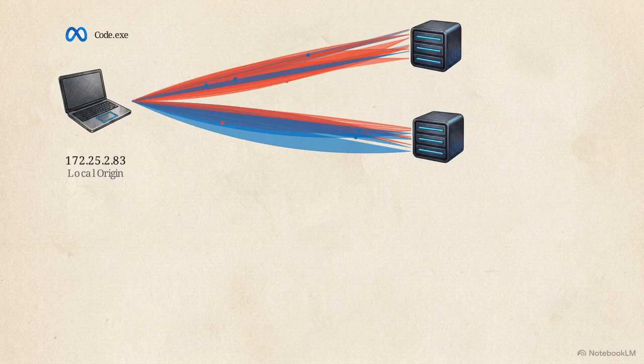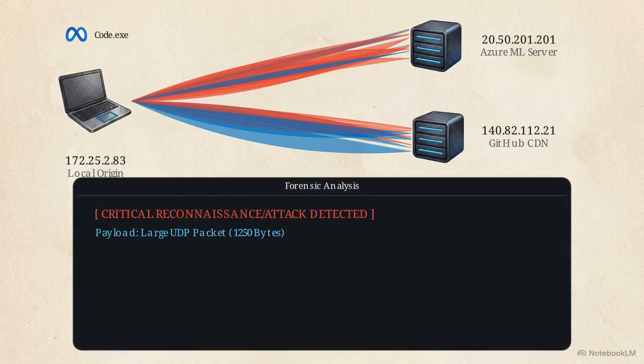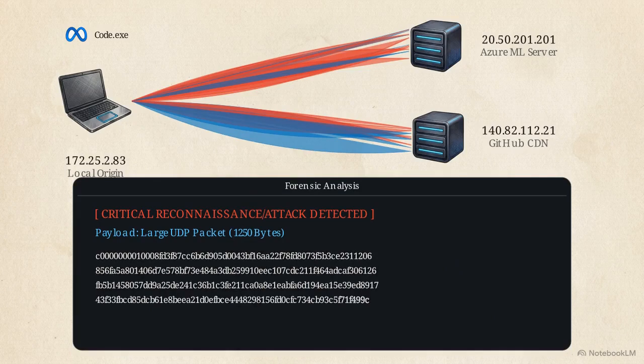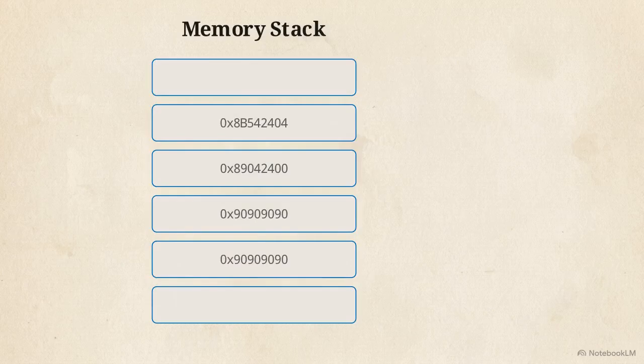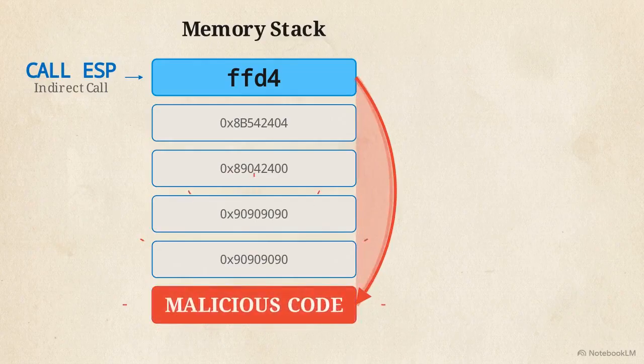Compromise indicators begin with aggressive outbound port scanning to external targets. These IPs map directly to Azure machine learning servers and GitHub content delivery networks. Another severe indicator appears: shell command execution over large UDP packets. The captured hexadecimal strings reveal complex data structures. Observe that this payload contains stack-based exploit patterns. Specifically, the FFD4 sequence translates to an indirect function call, a method used to jump to malicious code in memory.